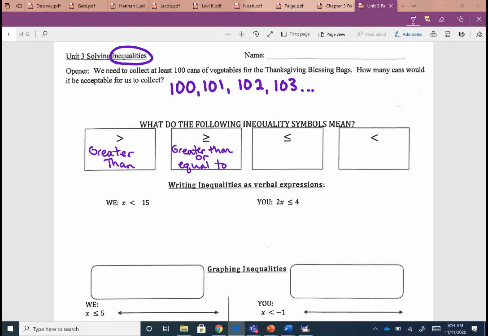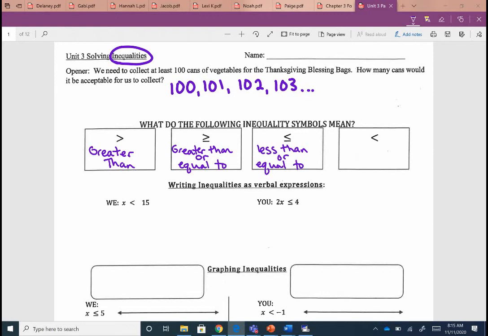Now, when our symbol's pointing the other way, anybody want to take a guess at what that might mean? Sam, what might it mean? Less than. Yeah, less than. Less than or equal to.